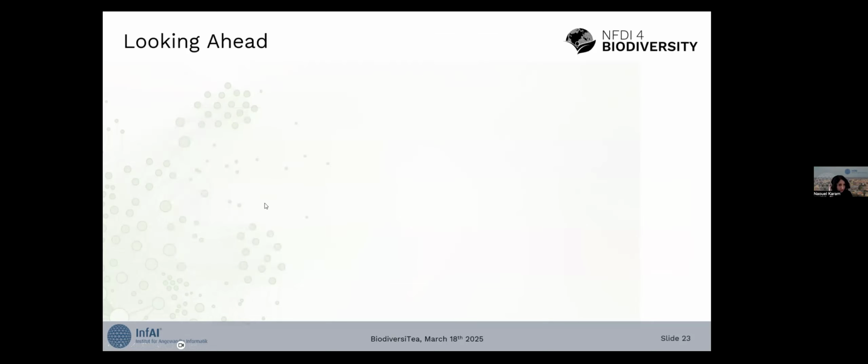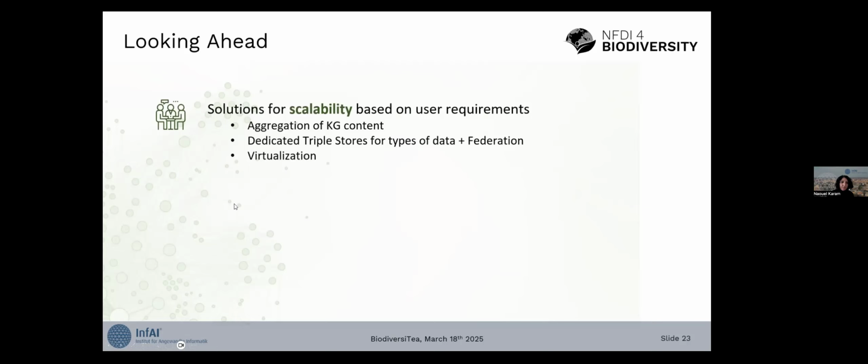Okay, so I will finish by saying what we are planning in the future. First, we would like to work on the scalability based on user requirements. There are multiple solutions for that, which are either aggregation of the knowledge graph content. Because the transformations generate a huge amount of data, the idea would be maybe to concentrate on aggregating this information to be able to answer specific questions.